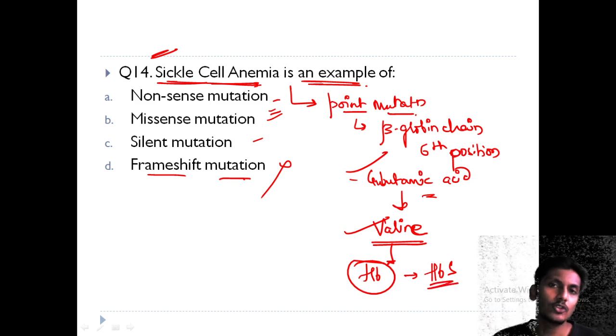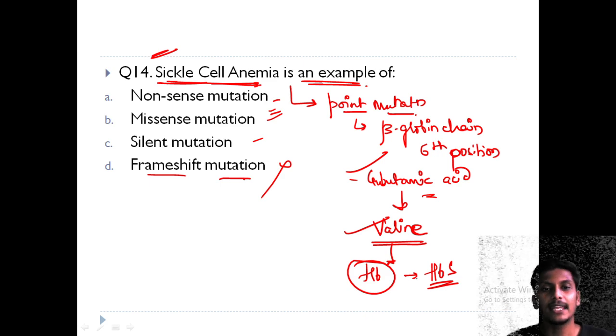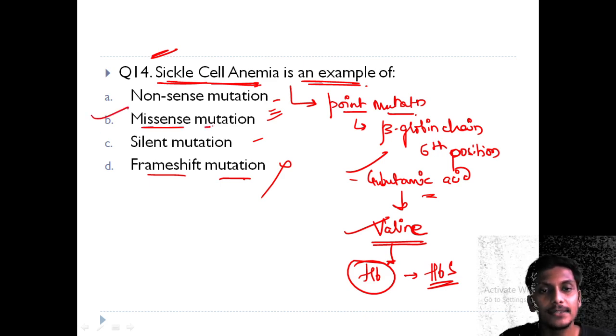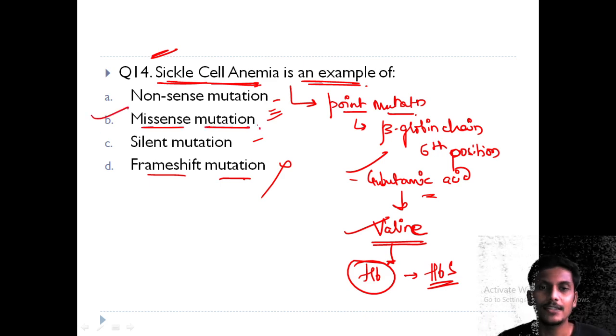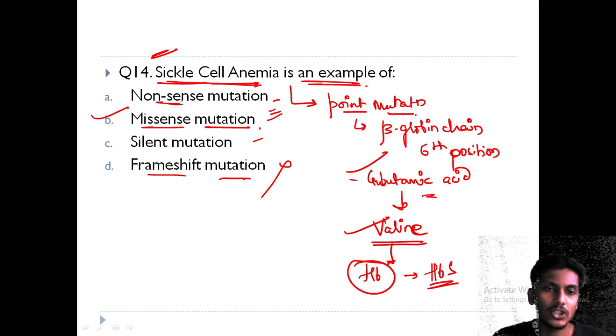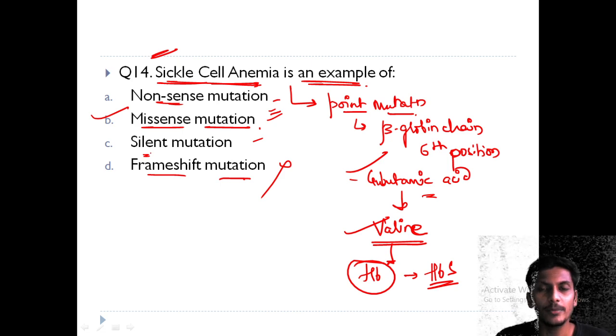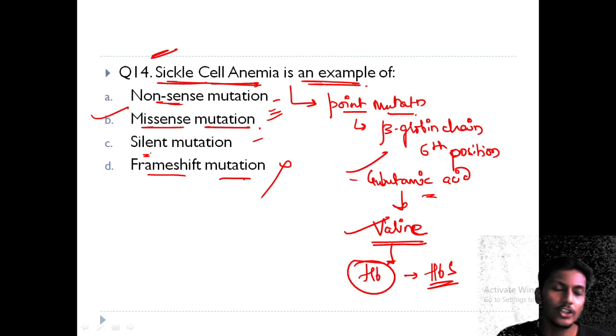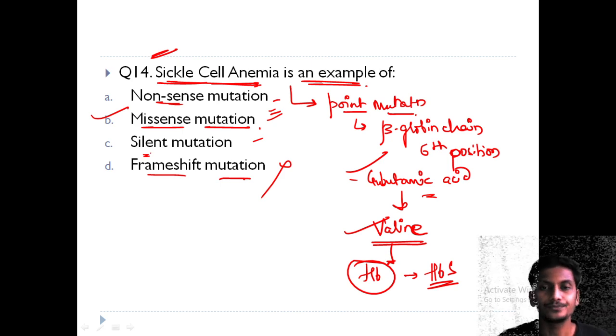Okay, sickled hemoglobin would be formed, and this is an example of what? Option B, missense mutation. ठीक है, यहाँ पे protein बना, therefore it cannot be a nonsense mutation. Okay, यहाँ पे hemoglobin normal रहा क्या? नहीं रहा. Okay, therefore it cannot be a silent mutation, right?